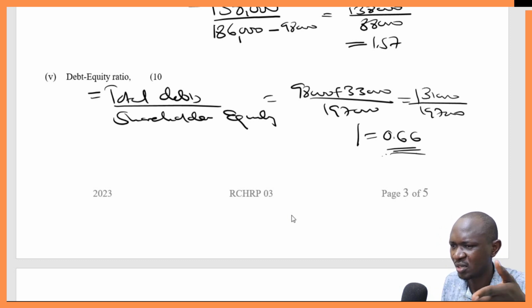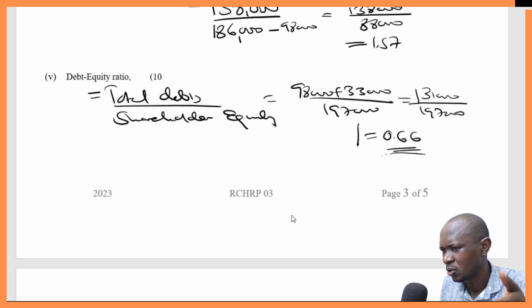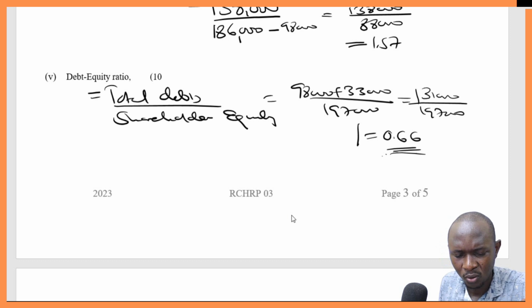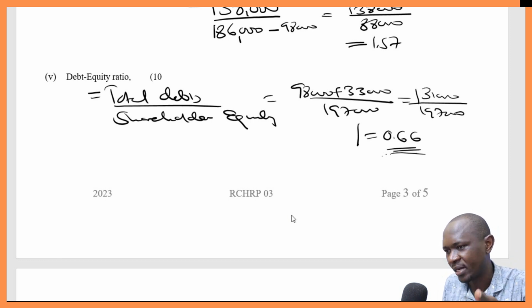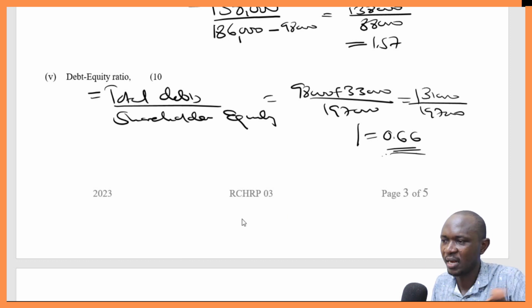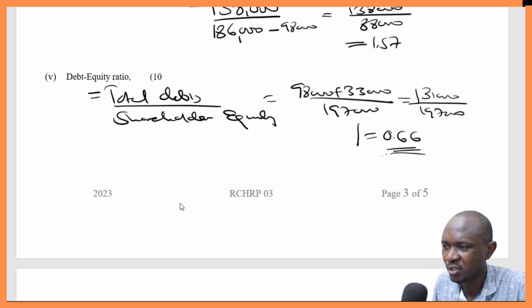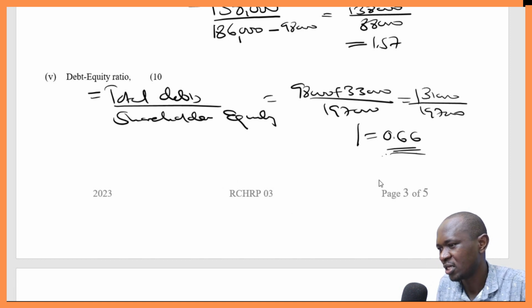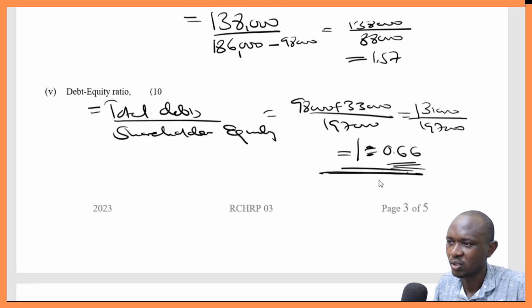All this means is that we are not doing so well. The debts are actually lower than the equity, and we are supposed to maximize that. Debts are a potential to the business. It's an opportunity that we can exploit. So the ratio is 1 to 0.66. That is the answer to this question.